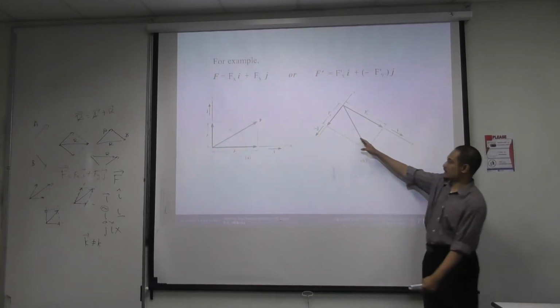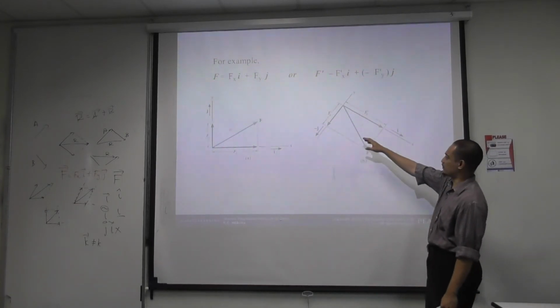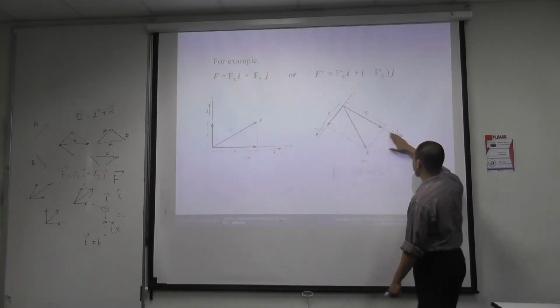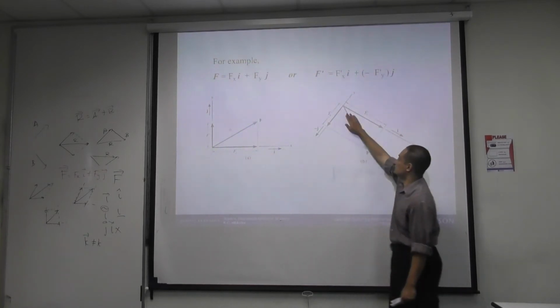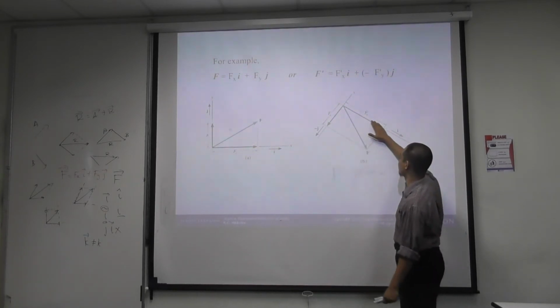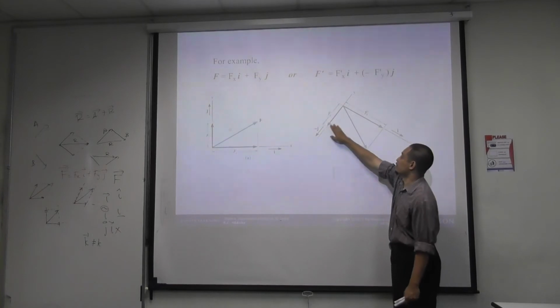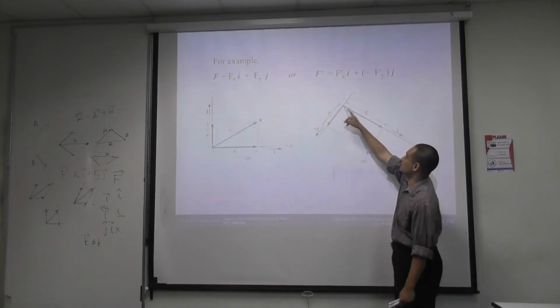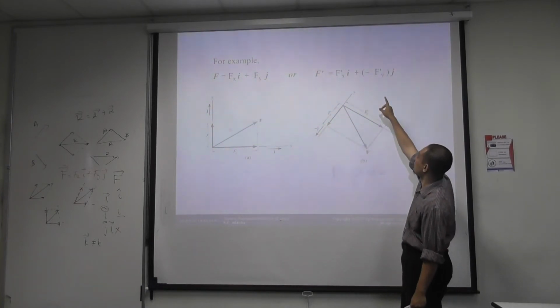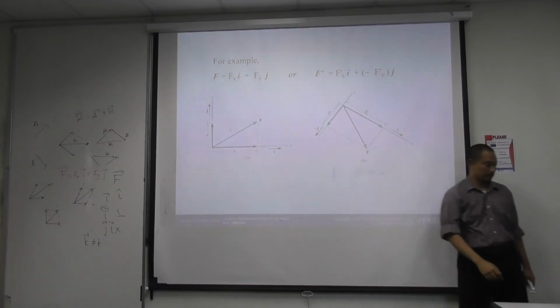And if you have done something like this, the axis can be slanting also, right? For example, this is x, this is y. So if this is f, the x component is here, the y component is there. You notice that the y component is in the negative direction, so it will become like this: fxi minus fyj.